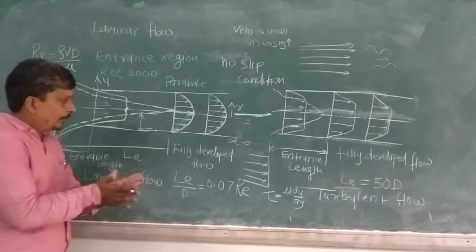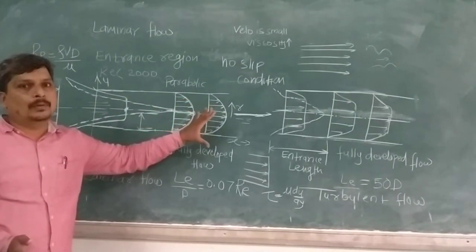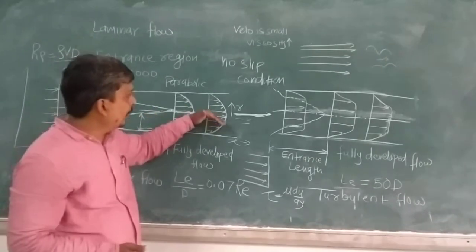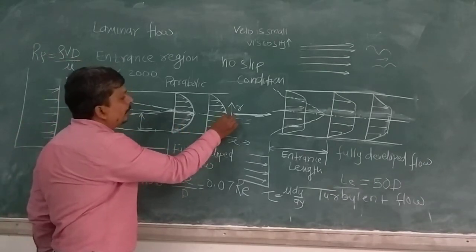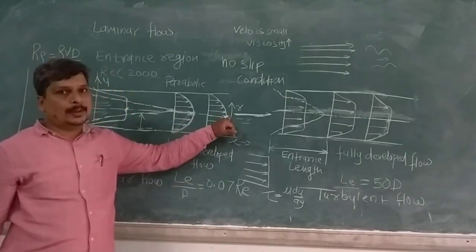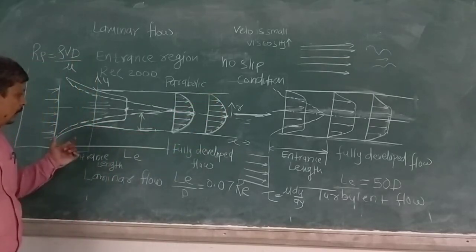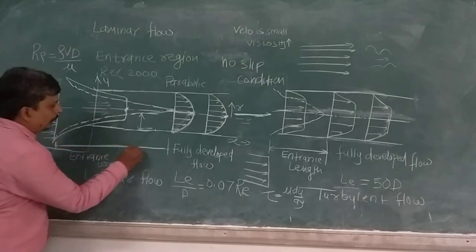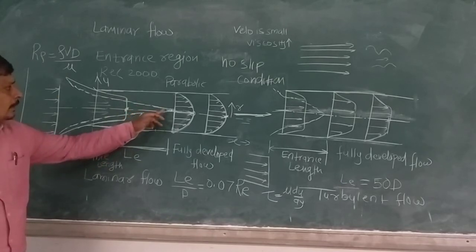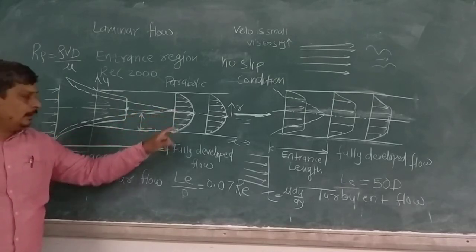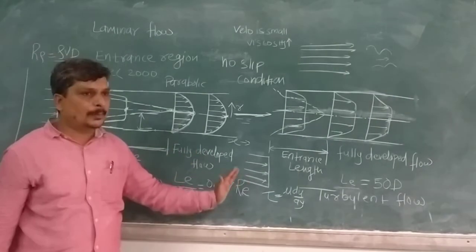So we can consider a cylindrical coordinate, a one-dimensional flow, in which the velocity will be changing along the radial direction. At the center, velocity is maximum, and nearer to the wall it is 0. Up to this region, where the laminar boundary layers coincide, that region is called the entrance length. After the entrance length, the flow becomes fully developed.